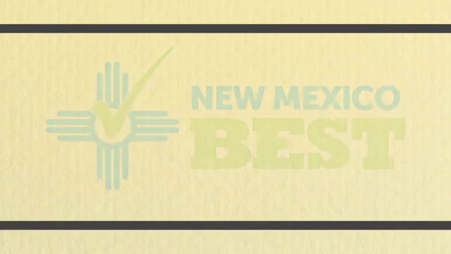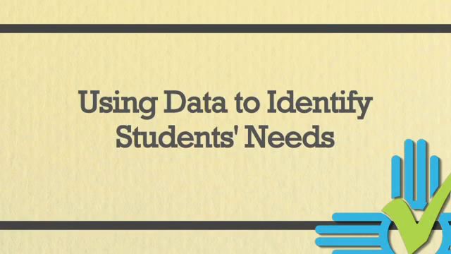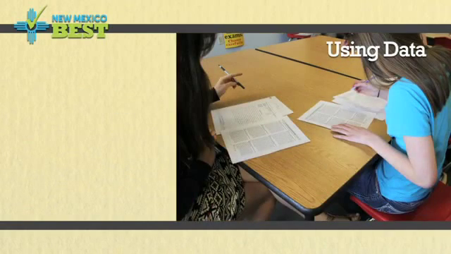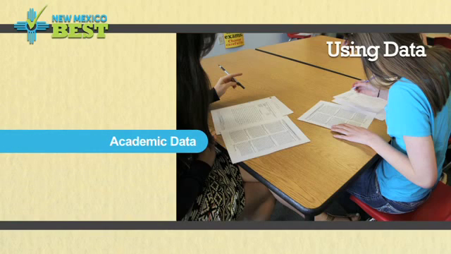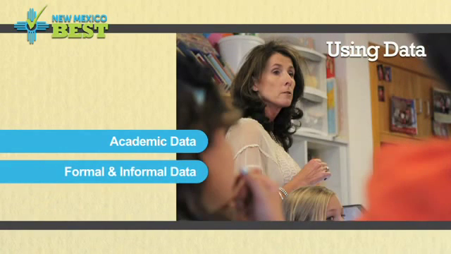Welcome to the overview on using data to identify students' needs. Teachers need to be able to use data to accurately gauge students' knowledge and skills. Academic data should come from a variety of formal sources, including classroom assessments such as unit tests, benchmark or interim assessments, and other classroom data such as projects and homework.